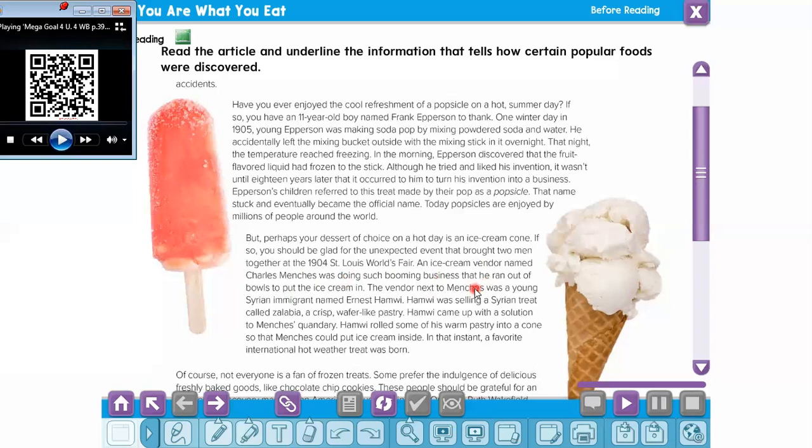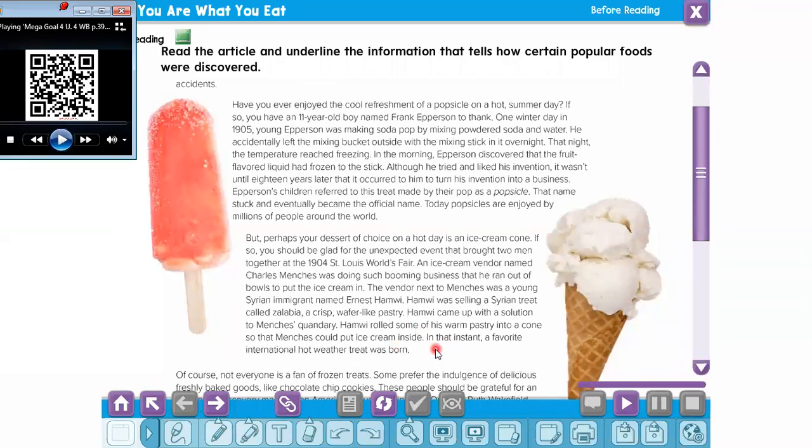The vendor next to Minches was a young Syrian immigrant named Ernest Hamwi. Hamwi was selling a Syrian treat called zalabiya, a crisp wafer-like pastry. Hamwi came up with a solution to Minches' quandary. Hamwi rolled some of his warm pastry into a cone, so that Minches could put ice cream inside. In that instant, a favorite international hot weather treat was born.